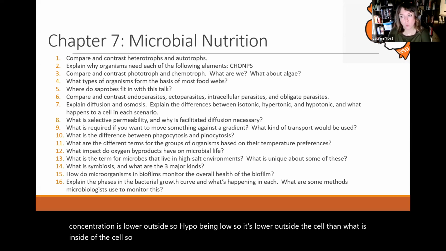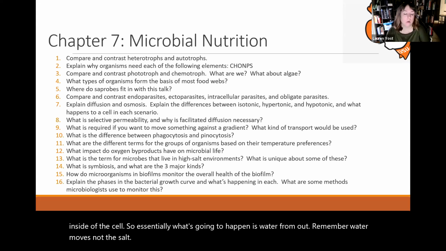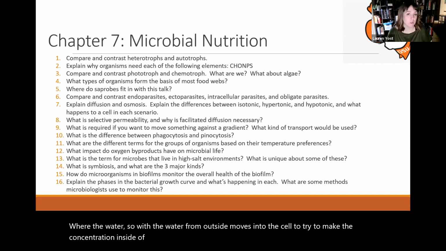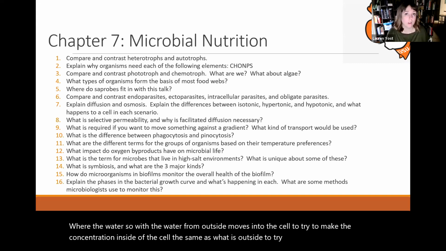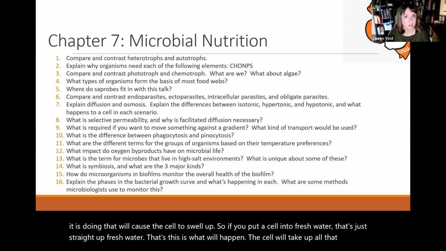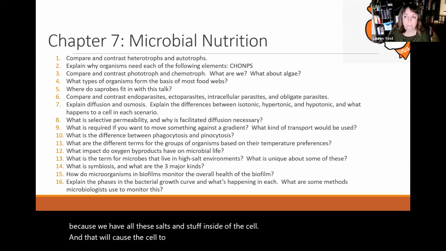So essentially what's going to happen is water from outside, remember water moves, not the salt, only the water. So the water from outside moves into the cell to try to make the concentration inside of the cell the same as what is outside, to try to equilibrate. And so when it is doing that, that will cause the cell to swell up. So if you put a cell into fresh water, that's just straight up fresh water, this is what will happen. The cell will take up all that water because we have all these salts and stuff inside of the cell, and that will cause the cell to swell.